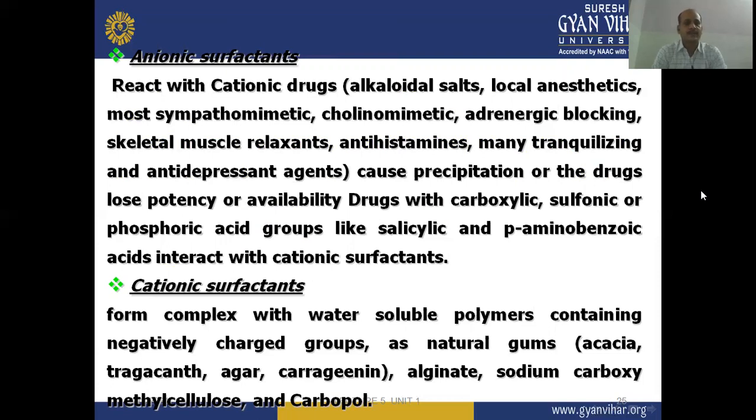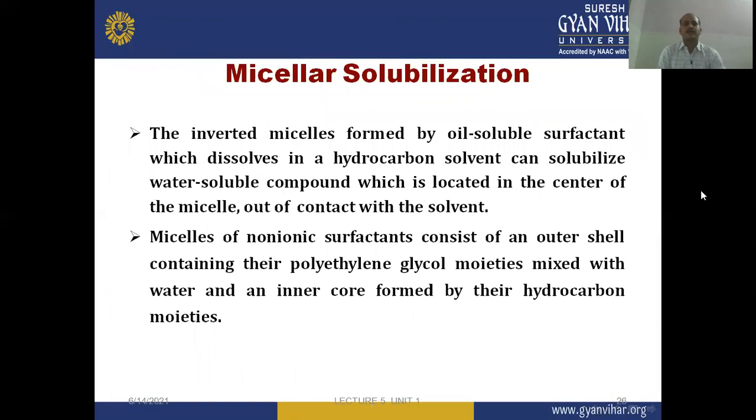Cationic surfactants form complexes with water-soluble polymers containing negatively charged groups, such as natural gums like acacia, tragacanth, agar-agar, carrageenan, alginate, sodium carboxymethyl cellulose, and carbachol. So these are the different behaviors of different types of surface active agents.